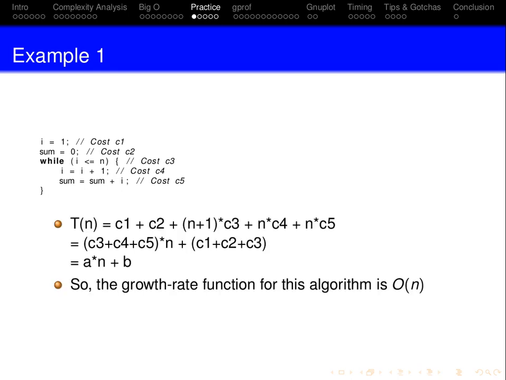O of n, yep. C3 plus C4 plus C5 times n plus some constant, so it's A times n plus B. It's O of n.